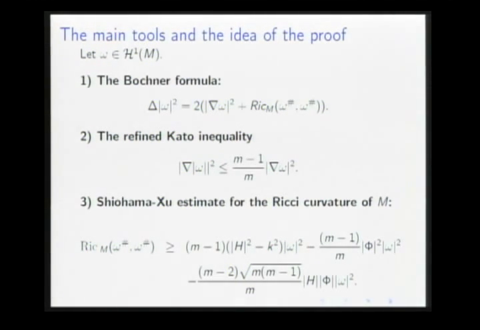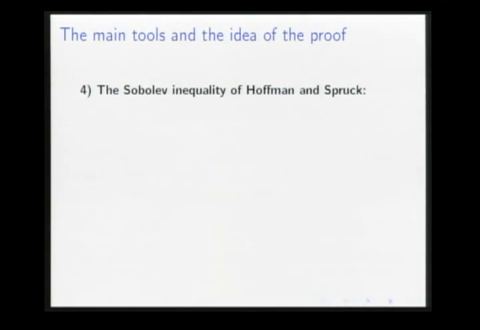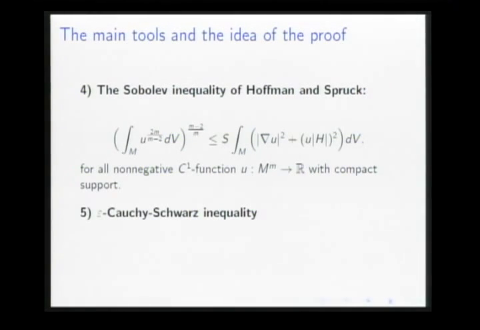And we rewrite the Shen-Shu estimate in terms of the traceless second fundamental form. And then we use the Sobolev inequality of Hoffman-Spruck. In fact, it's a consequence. We have used the two-star Sobolev inequality. So here we use the dimension greater than or equal to 3. And the epsilon Cauchy-Schwarz inequality many times, and good test functions.